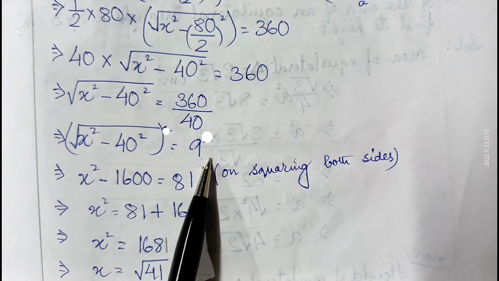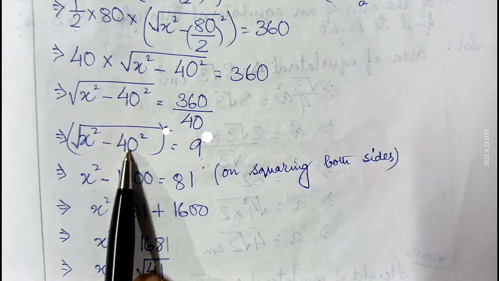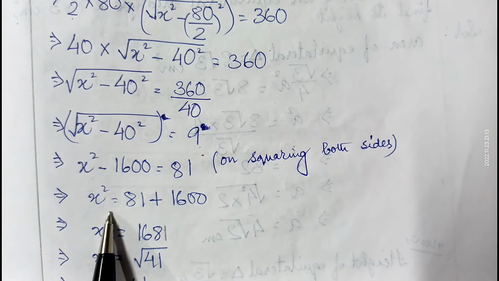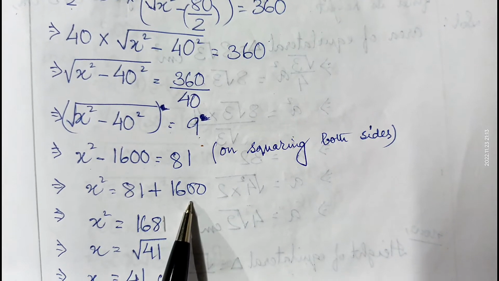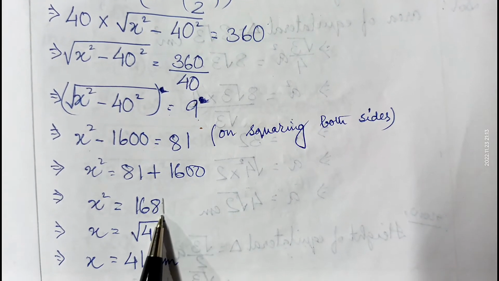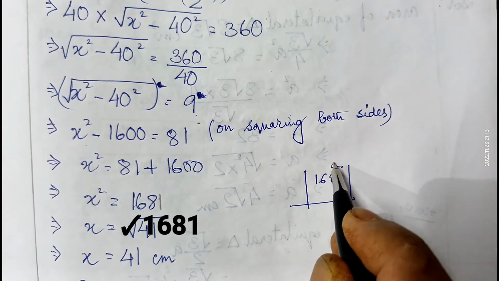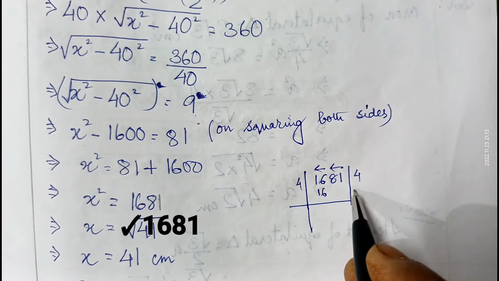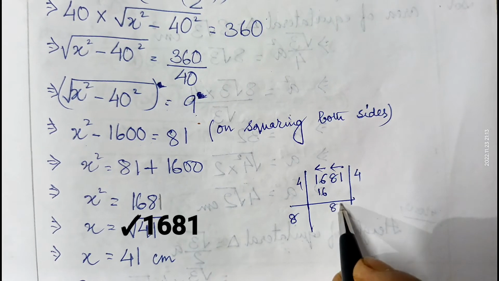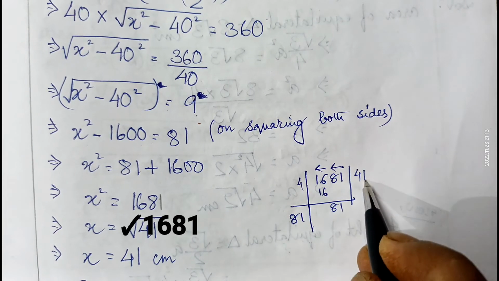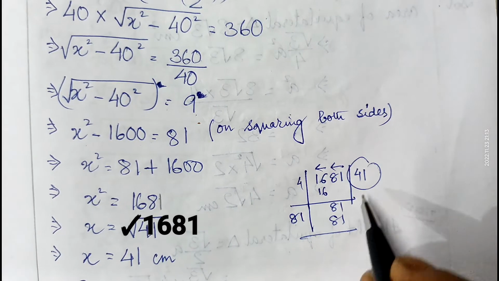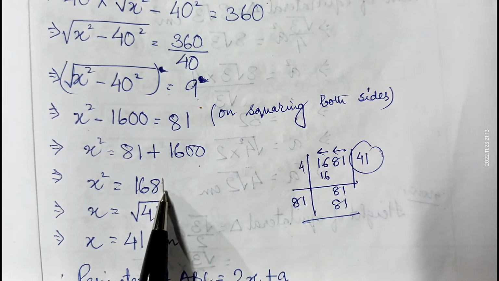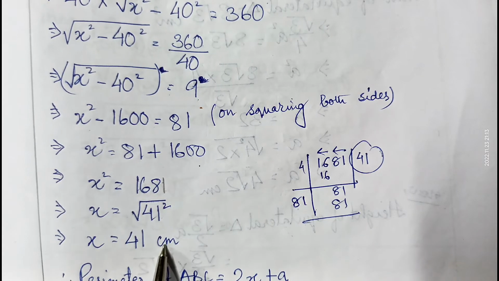Now if you square both sides, then it will become x square minus 40 square, which is 1600, equals 9 square, which will be 81. So x square equals 81 plus 1600. After adding it will be 1681. You just make pairs like this. Now 4 times 4 is 16, double of 4 is 8, here it will be 81, and 1 times 1 is 1. That means the square root of 1681 is 41. So x will be root over, instead of 1681 we can write 41 square. So x will be 41 centimeter.